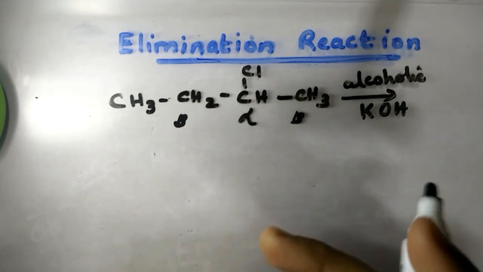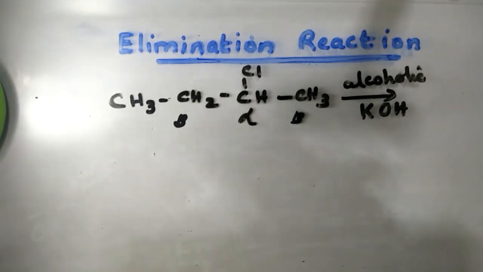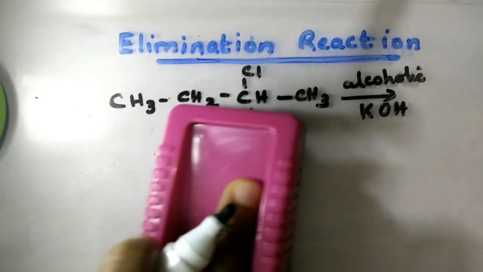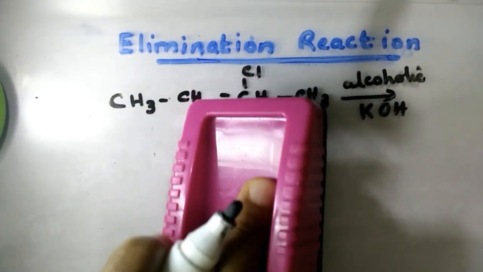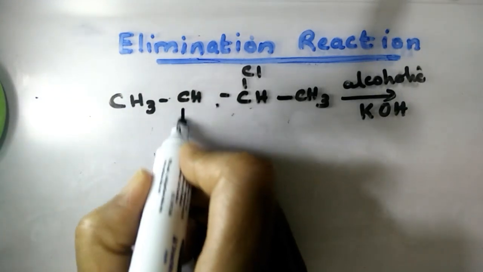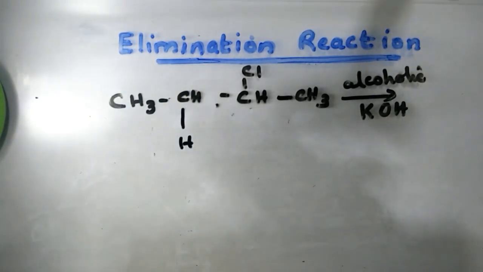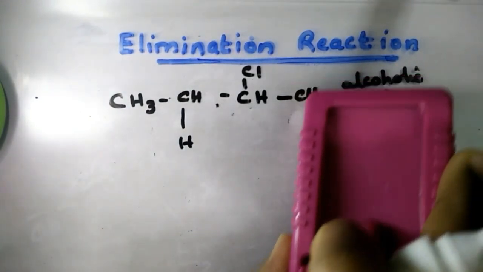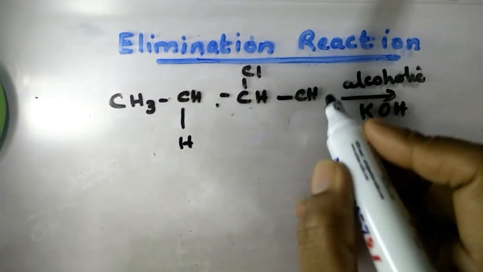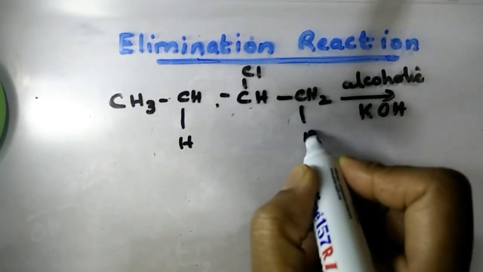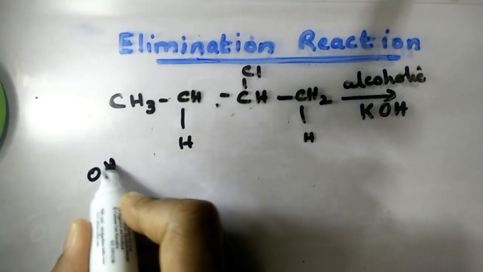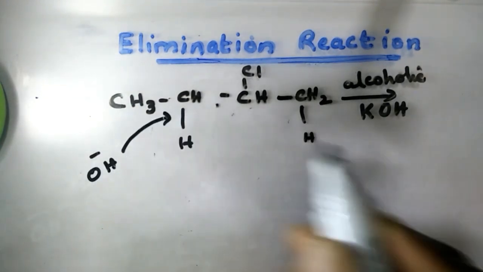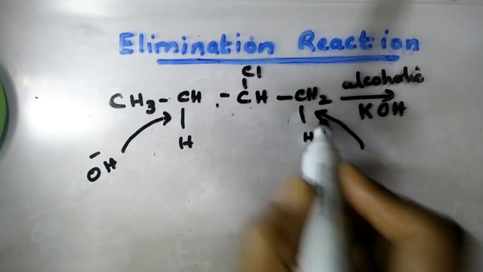We can write this compound as that CH2 can be written as CHH, and that CH3 can be written as CH2H. OH minus can attack through this side or through this side.